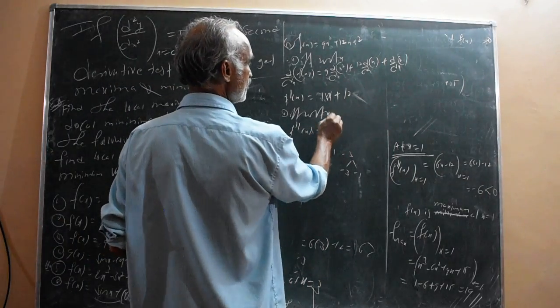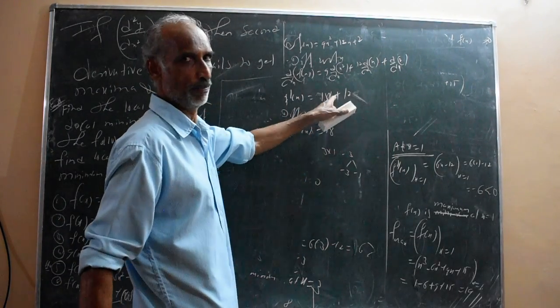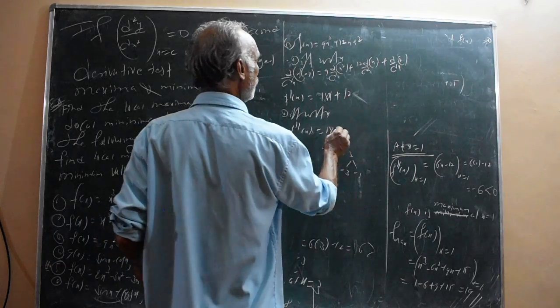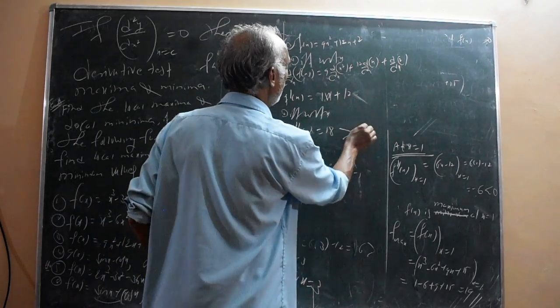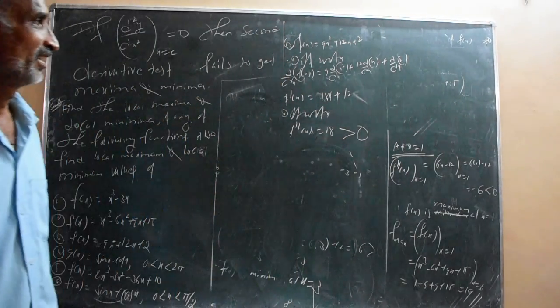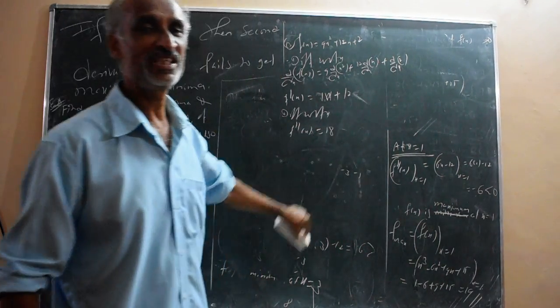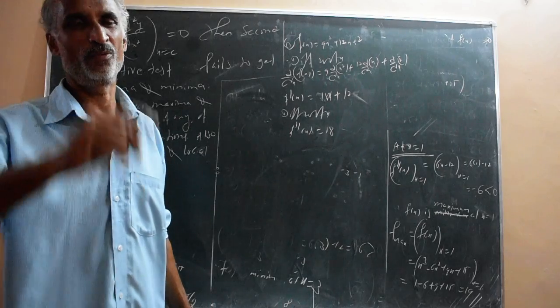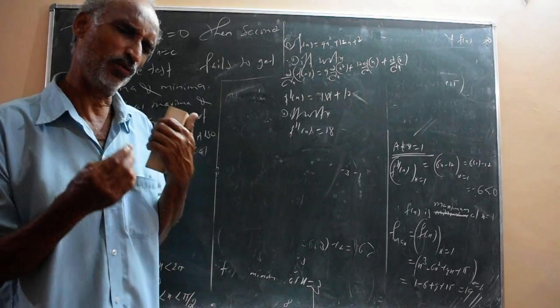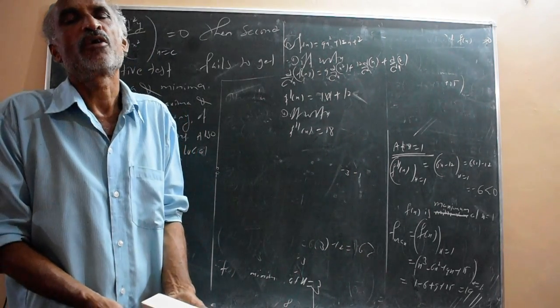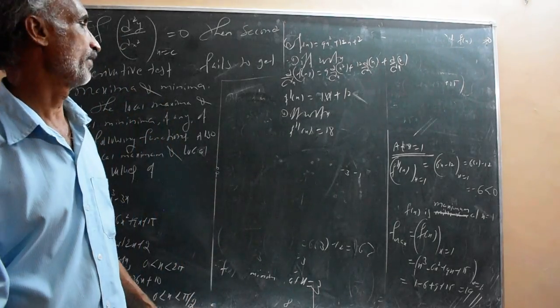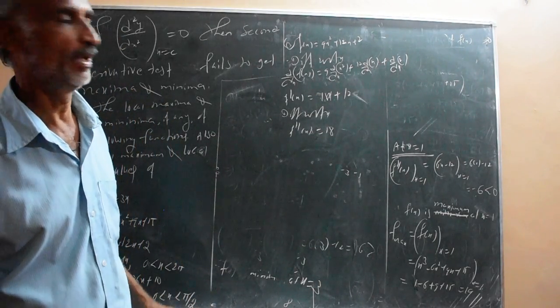18 into x differentiation is 18. 12 differentiation is 0. Strictly positive, yes? Strictly positive. f double dash of x is positive. It means the function has no maximum, only minimum. Without substituting x, I got a positive value for f double dash of x. Means f of x has only minimum, not maximum. Okay.